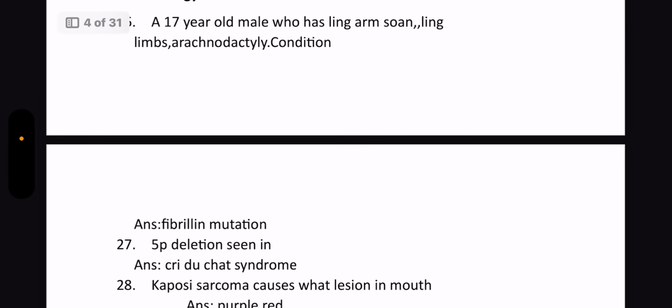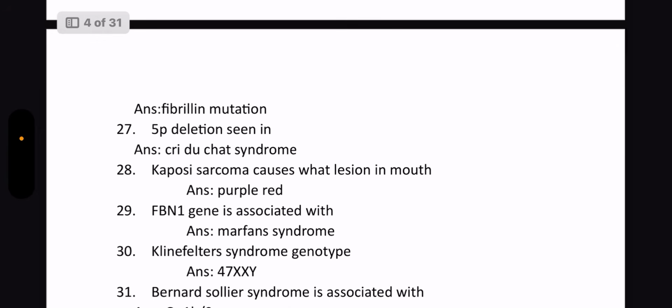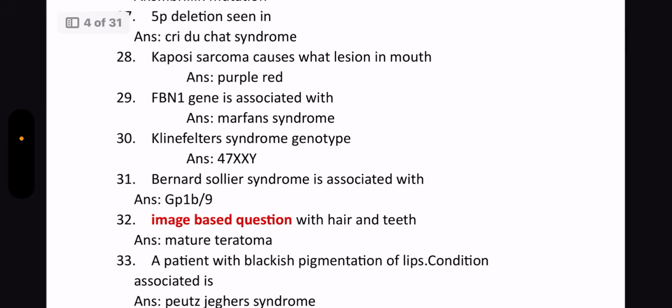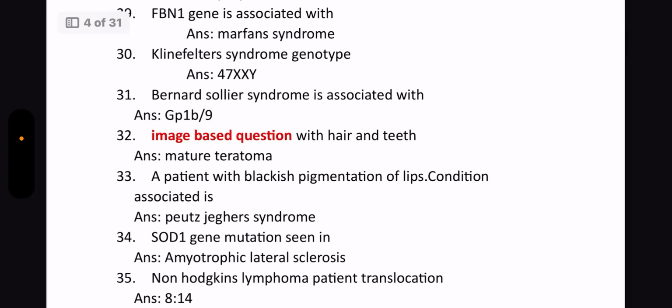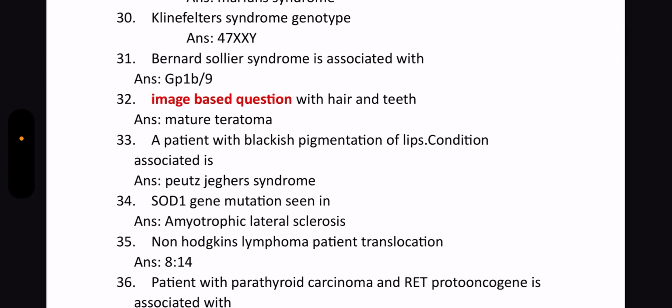A 17-year-old male who has long arm span and long limbs and arachnodactyly: condition is because of fibrillin mutation. Next, 5p deletion is seen in Cri du chat syndrome. Kaposi sarcoma causes what lesion in the mouth? Answer purple red. Next, FBN1 gene is associated with. Answer Marfan syndrome. Klinefelter syndrome genotype is 47,XXY.